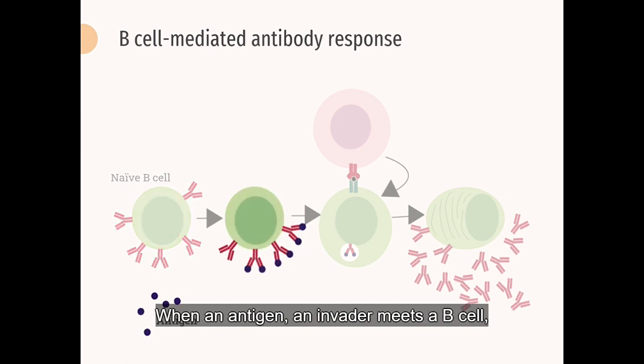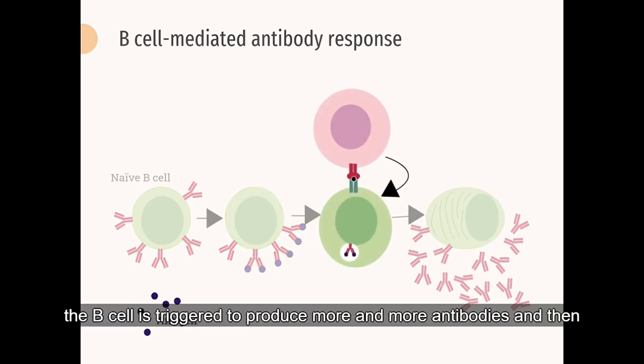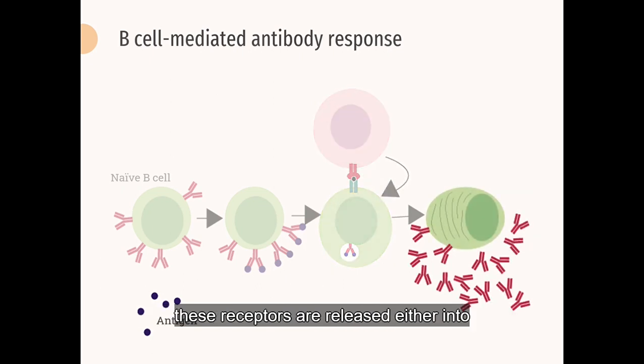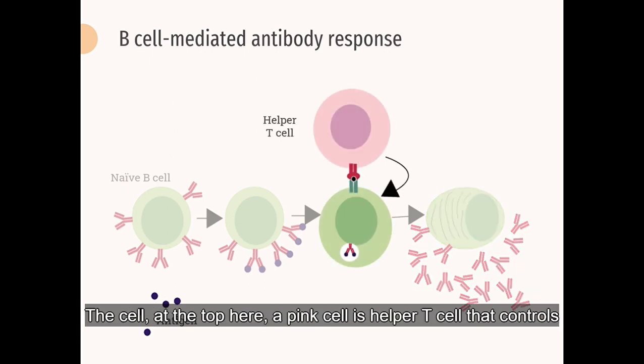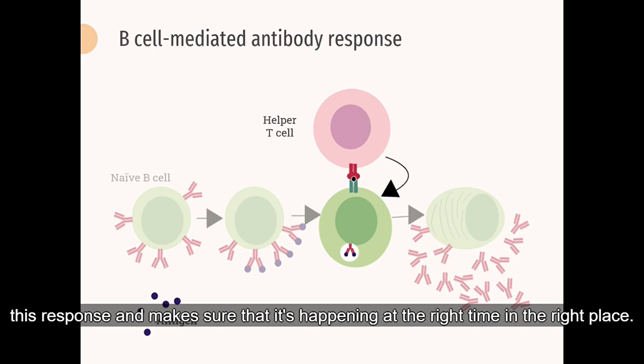So when an antigen, an invader, meets a B cell, the B cell is triggered to produce more and more antibodies, and then these receptors are released out into the bloodstream where their job is to combat the invader. The cell at the top here, a pink cell, is a helper T cell that controls this response and makes sure that it's happening at the right time and the right place.